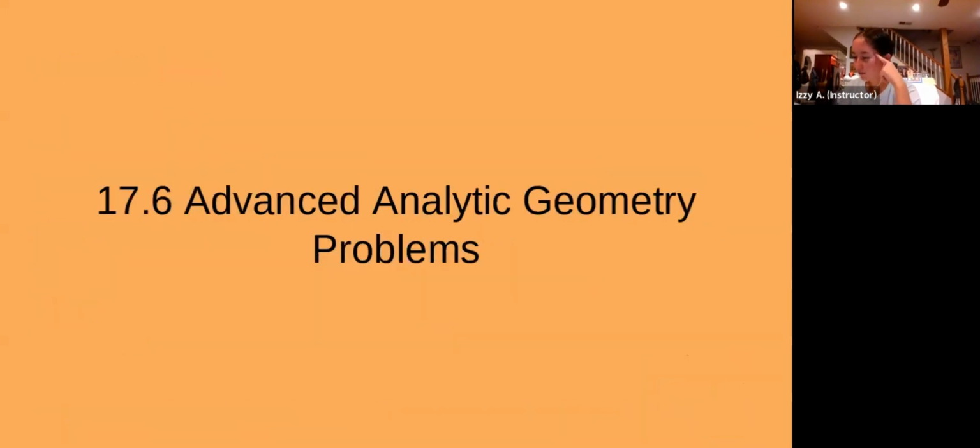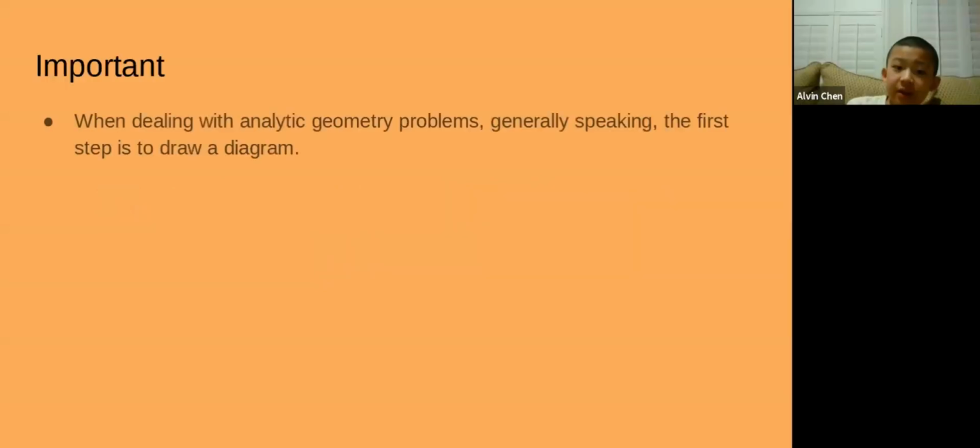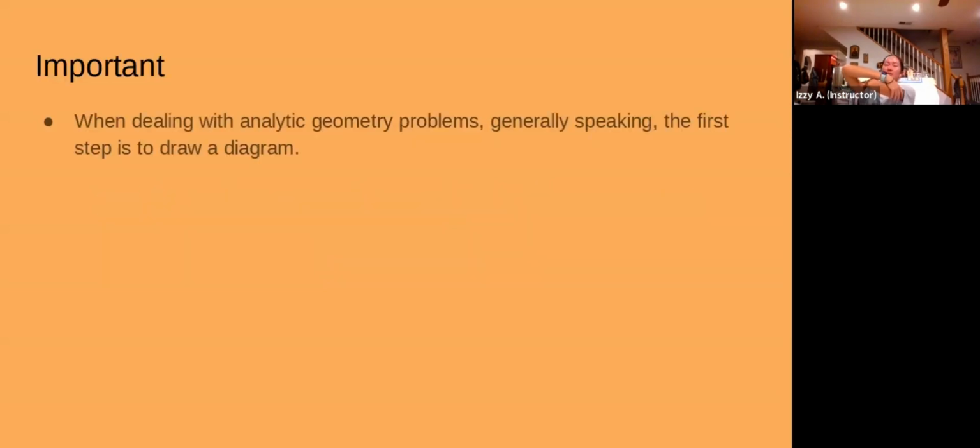So finally, this will be our last section of this entire course, which is 17.6, and it deals with advanced analytic geometry problems. Why do we jump from 19 to 17? Oh, because I just forgot to go over it because I wanted to have time to play the review Kahoot. Technically, this is supposed to be part of chapter 17, but I just didn't go over it, so we're just going to look over it now.